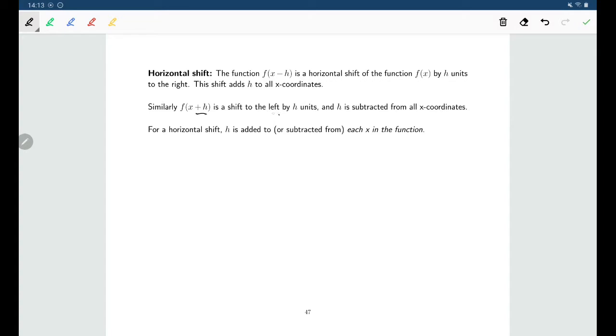It's a shift of going to the left by h units. f of x minus h, that would be what you'd think might be a shift to the left, but it actually is a shift to the right. Also, not just what the transformation does is the opposite of what you'd expect, but the actual arithmetic that's being done with our coordinates is the opposite of what you would expect.